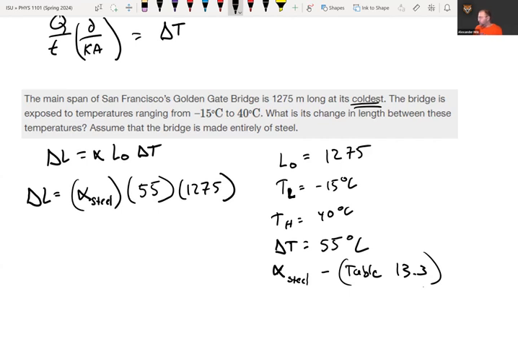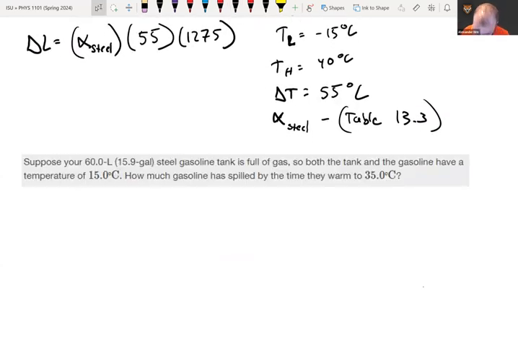All right. Now I do want to show you this next one because there are a couple of issues that come up with some of these. It's a short question. It says suppose your 60-liter steel gasoline tank is full of gas, so both the tank and the gasoline have a temperature of 15 degrees Celsius. How much gasoline has spilled by the time they warm to 35 degrees Celsius? So we want to find the delta V of the tank and the delta V of the gas, and compare which change in volume is larger. Obviously, we think the change in volume of gas is going to be larger.